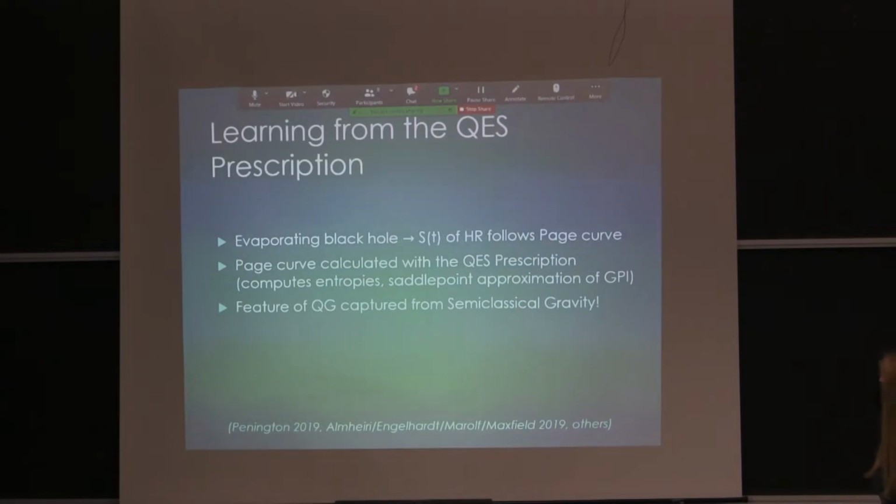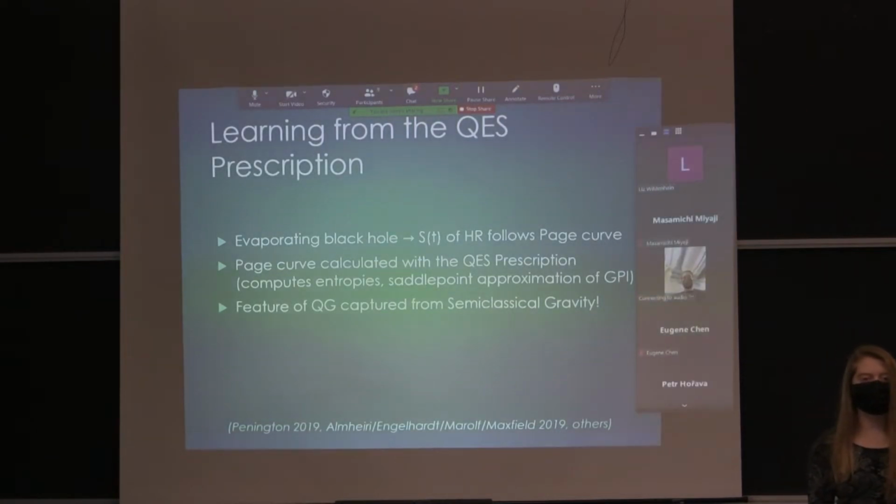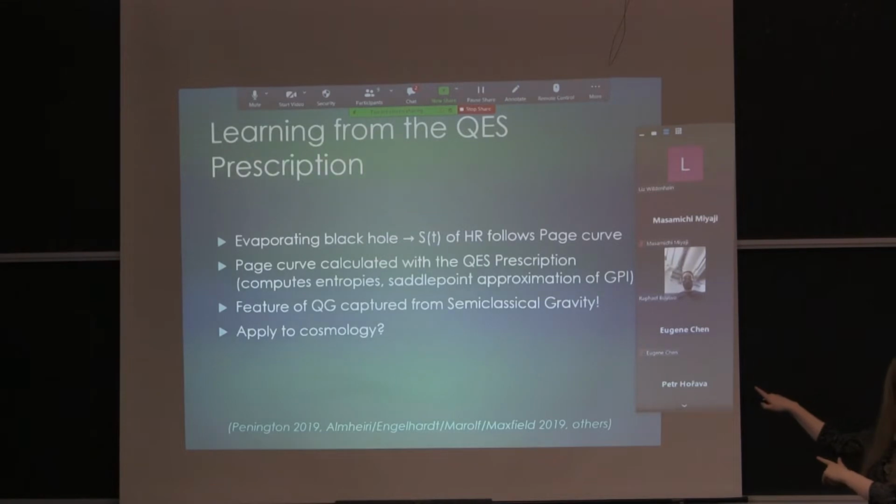And so a natural question is whether we can take the insights that we found from these calculations and apply them to other scenarios and see if we could learn something about quantum gravity in other scenarios, one of them being cosmology.